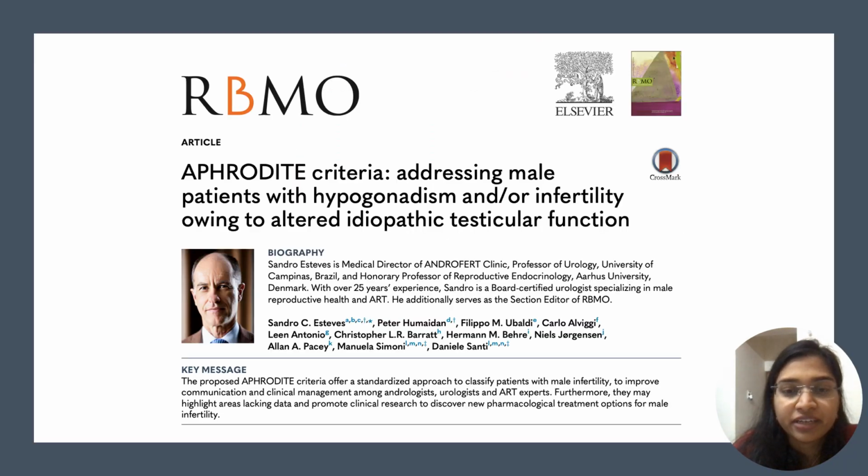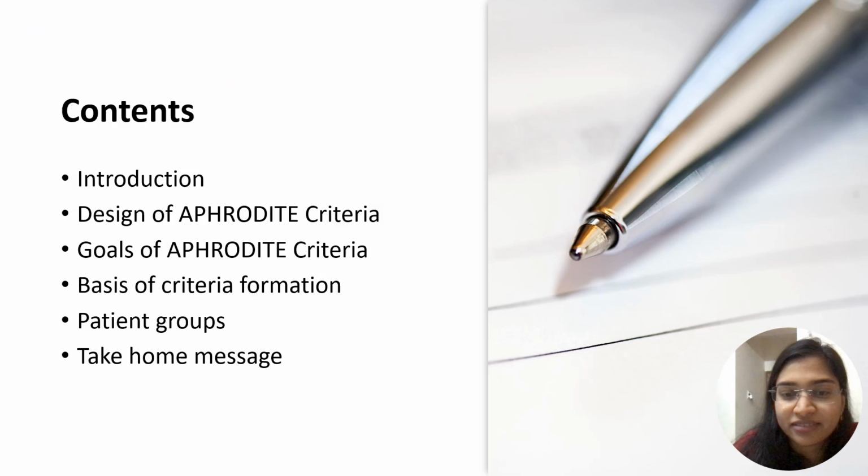This Aphrodite criteria is published in RBMO in 2024, and Aphrodite stands for addressing male patients with hypogonadism and or infertility owing to altered idiopathic testicular function, and it is published by Sandro Esteves. I will discuss it under the headings of introduction, design of Aphrodite criteria, what are the goals of Aphrodite criteria, basis of criteria formation, what are the different patient groups, and take home message.